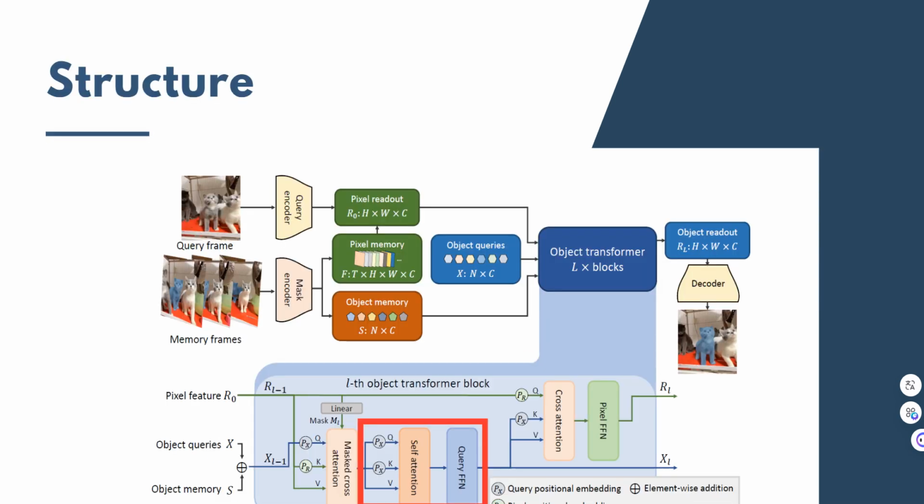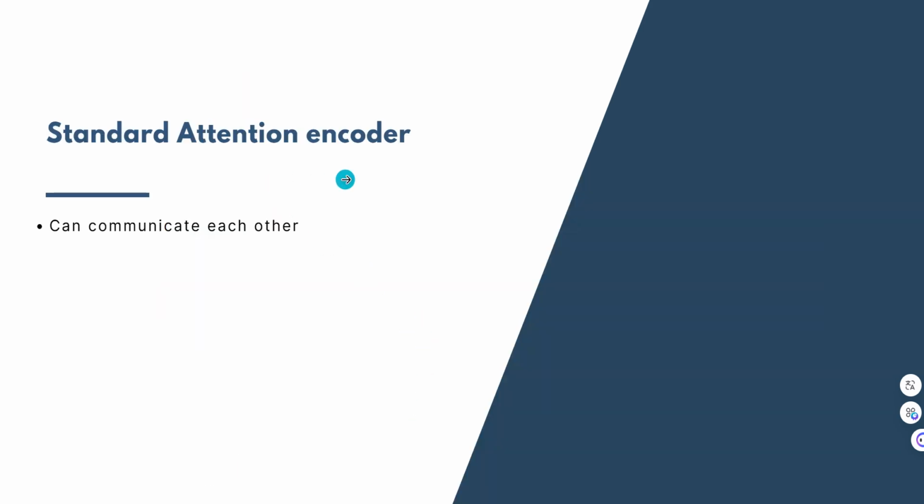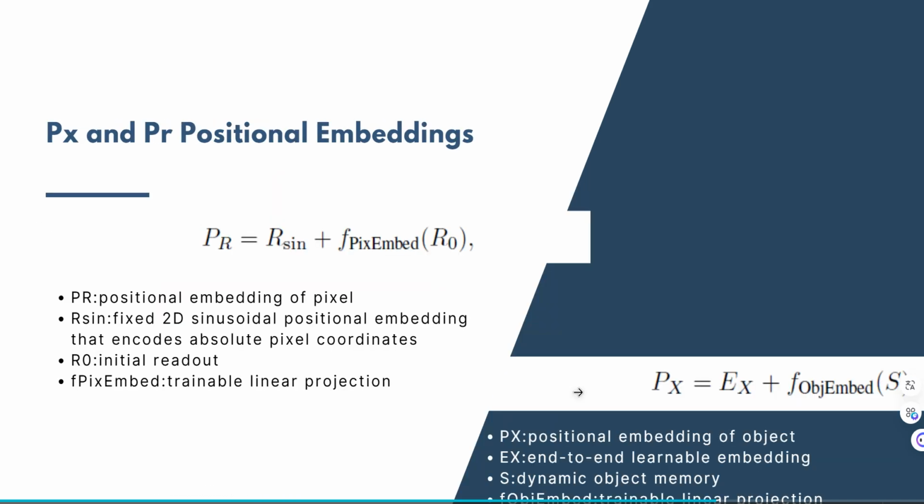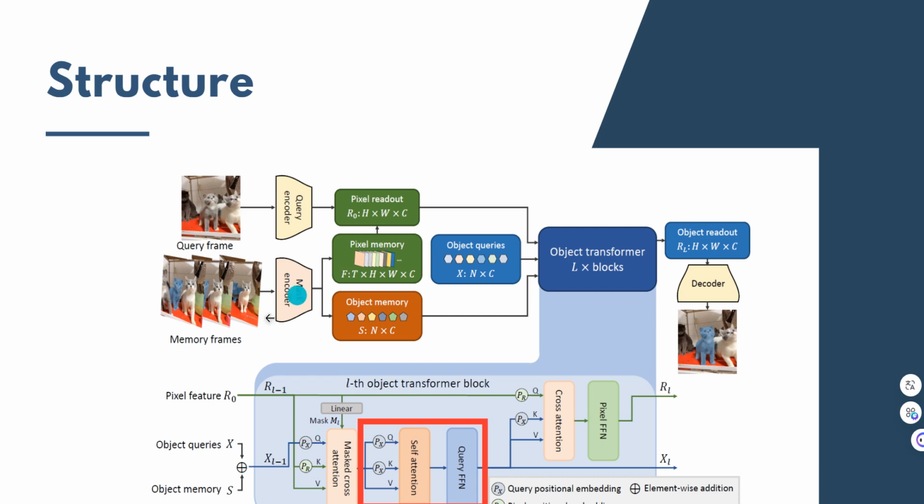Okay, and next is this part. As we can see, it's a very standard attention encoder where the elements can communicate with each other. This means that Q, K, and V are all colored blue, right? So it means they can communicate with each other. Okay, and next are PX and PR, which are the positional embeddings, this part here.